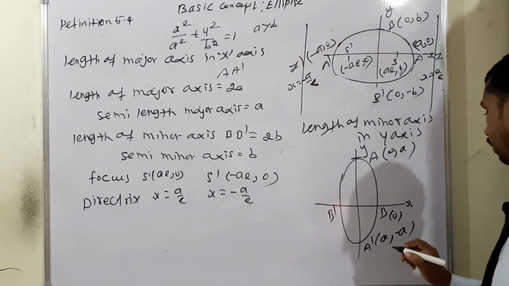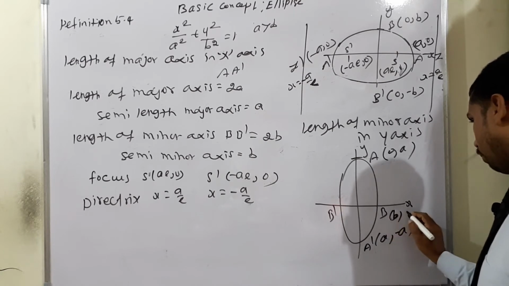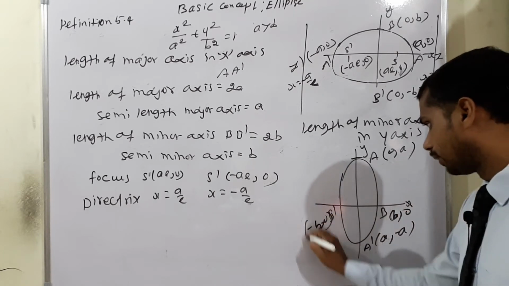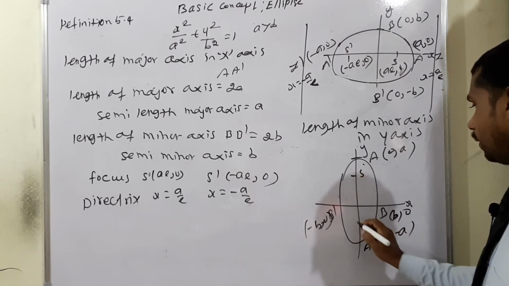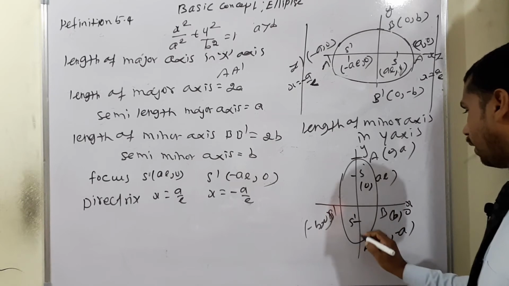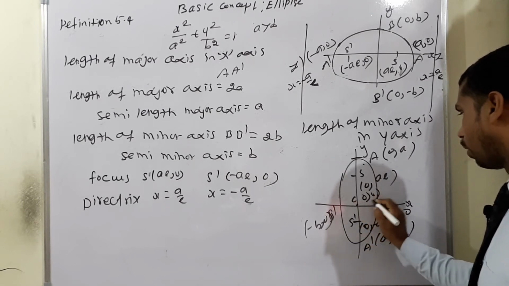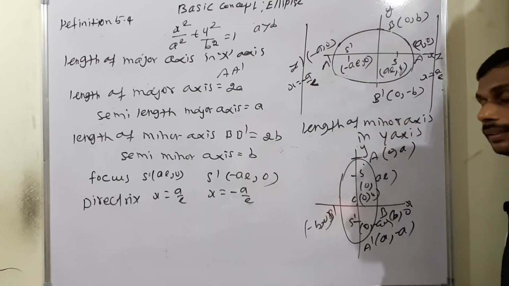For B, the x term will be B comma 0 and negative B comma 0. The foci S and S dash are 0 comma AE and 0 comma minus AE. The center of the ellipse is always 0 comma 0. This is the length of the minor axis along the x axis.